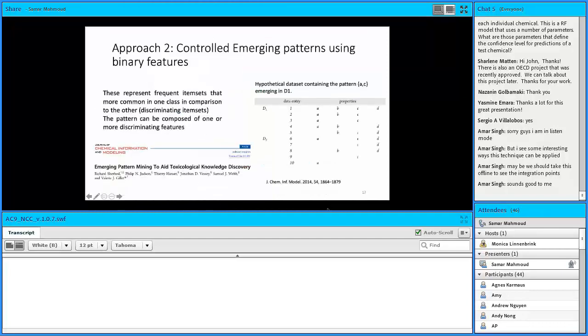The second approach is based on emerging patterns, where the data is converted into lists of features, and then emerging patterns, which is a type of rules that finds frequent item sets of features that are discriminating between the two data labels. So, for example, which are the lists of features that are present in one type of data but not the other. And this method has been applied to extract or to explore substructural alerts and toxicophores.